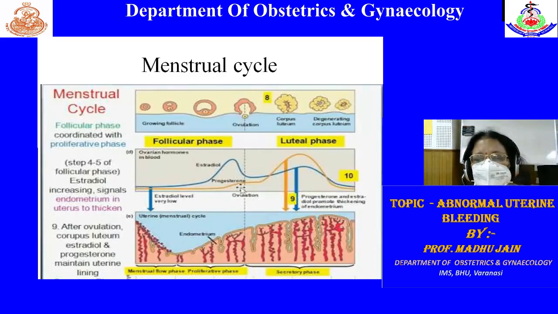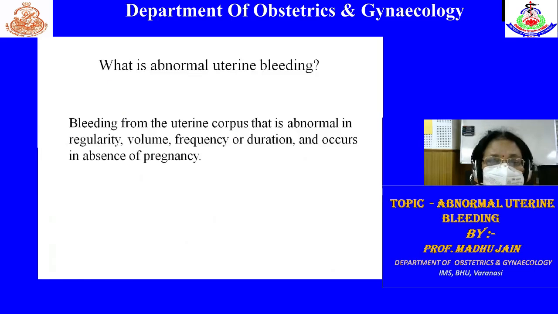You know, the cause of normal bleeding is shedding of the endometrium under the effect of estrogen and progesterone. When there is shedding, this causes the menstrual cycle. So abnormal bleeding is that bleeding which is abnormal in regularity, that is cyclicity, volume, frequency, or duration. Means 4 things: regularity, volume, frequency, and duration. And most important, there should be no evidence of pregnancy, infection, or malignancy.